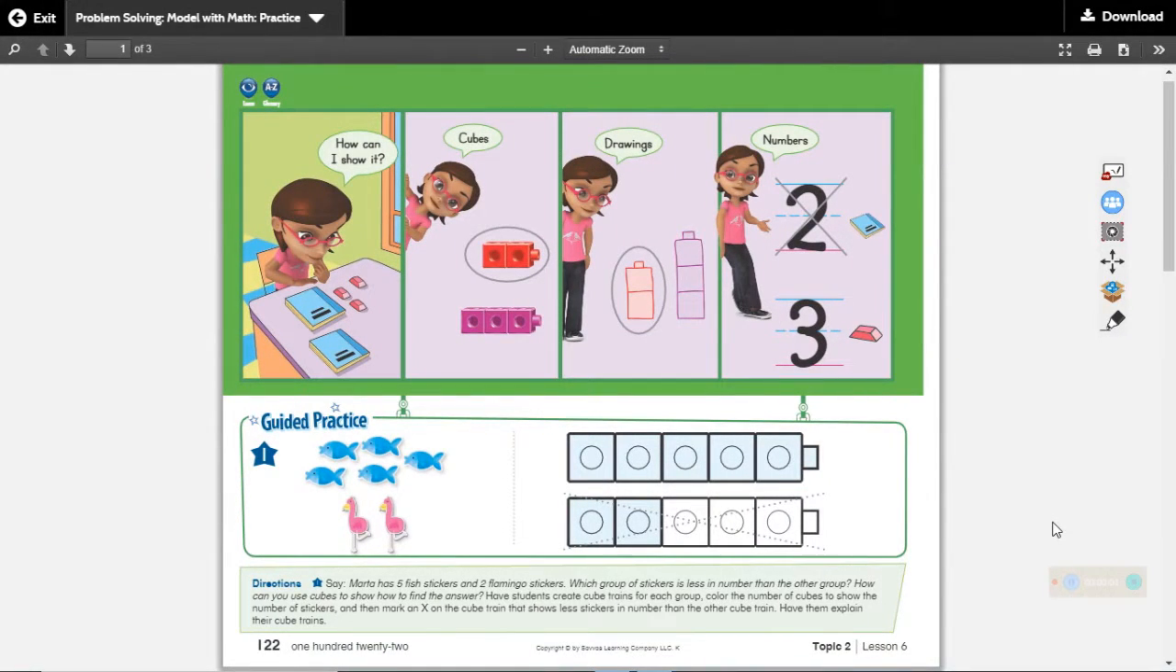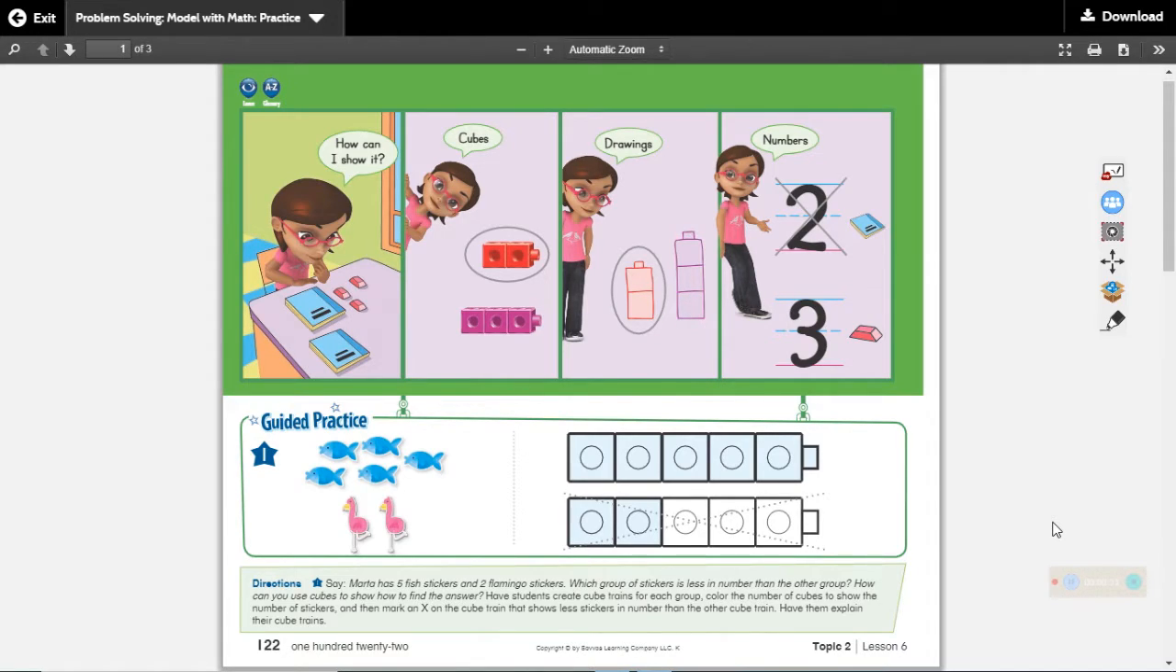Okay, boys and girls, look at number 1 at the bottom of the page. Malta has 5 fish stickers and 2 flamingo stickers. Which group of stickers is less in number than the other group? How can you use cubes to find the answer?